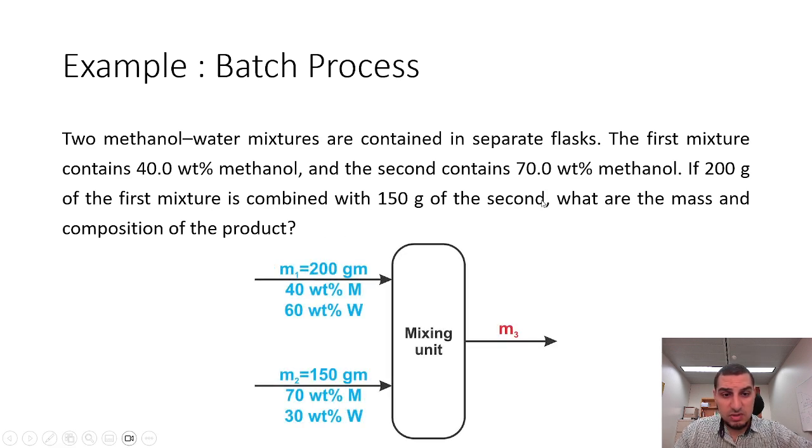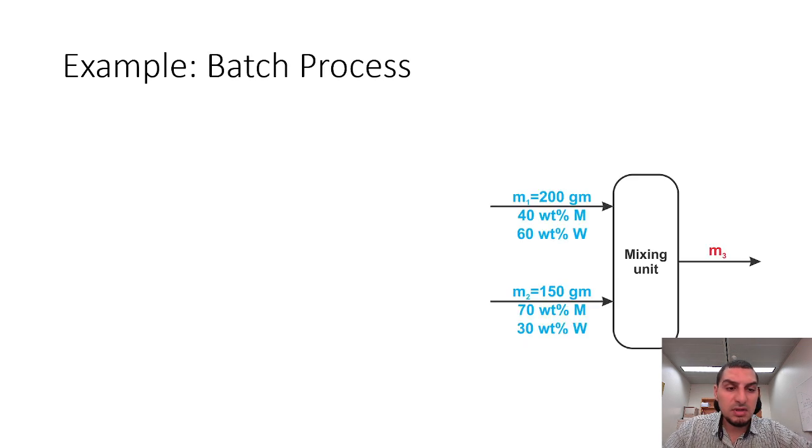So we have a feed stream which is 200 grams, the first mixture containing 40% methanol. The weight percent and mass percent are the same, so it's 40% methanol by mass, and the rest is water. The second is 150 grams, and it contains 70% methanol by mass, and the rest is water. And we have the product that I don't know anything about. I just know its mass flow rate is M3, and I know it contains water and methanol, because there are no reactions taking place. I named these M1, M2, and M3, so I know that these are the numbers of the streams.